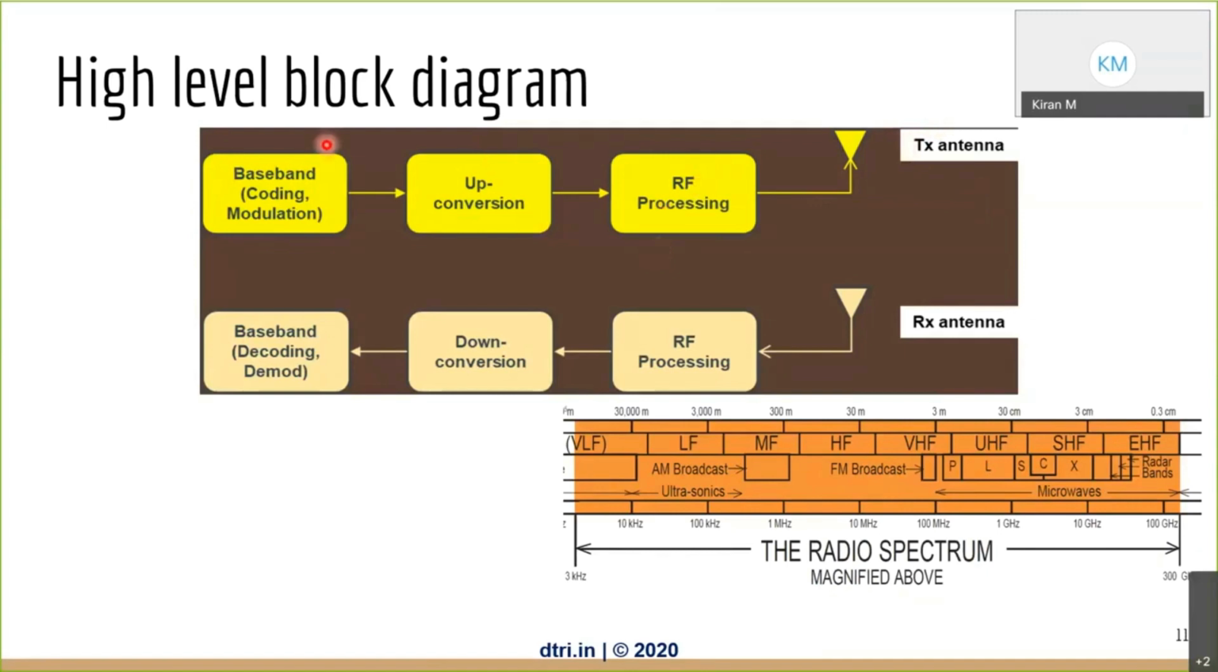So I told you baseband could be your voice frequency or audio frequency. If you take the example of an audio signal, it is below 20 kilohertz. But if I have to transmit it over the air, then you can see that it has to be within this radio spectrum. Very specifically, it has to be within the microwaves. If you see this section, what is called microwaves, you can see that all your mobile phones operate in this range. We discussed 4G and 5G.